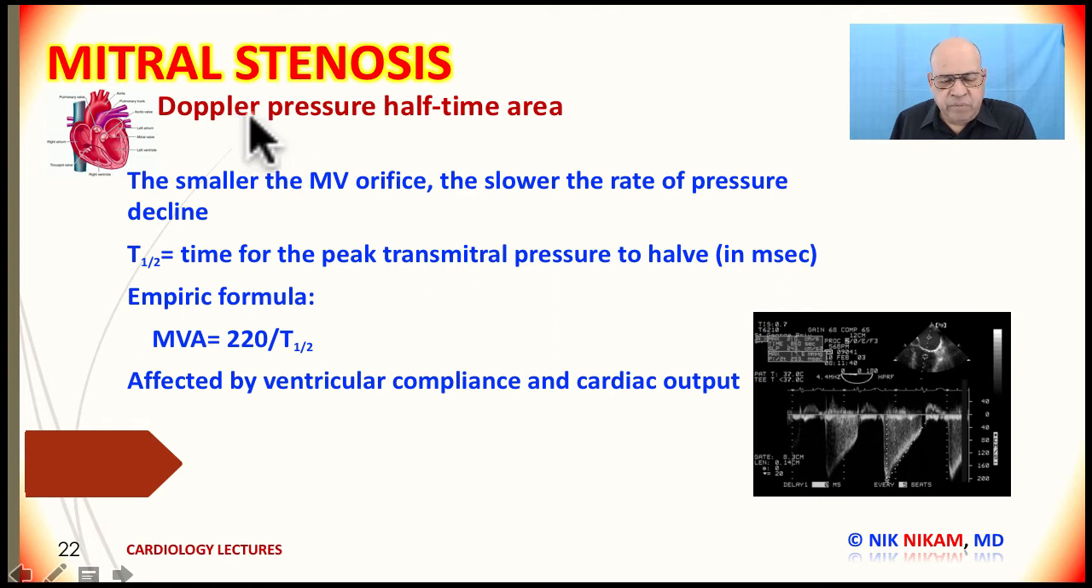Here is a Doppler pressure half time area. As we can see, in patients with mitral stenosis, there is decreased E to F slope. Because of the stenosis, it takes longer time for the pressure to drop as compared to patients with normal mitral valve. Time for the peak transmitral pressure to drop by half is taken as a measurement, and by using that we can calculate the mitral valve area by using this formula: 220 divided by pressure half time, as it is called.